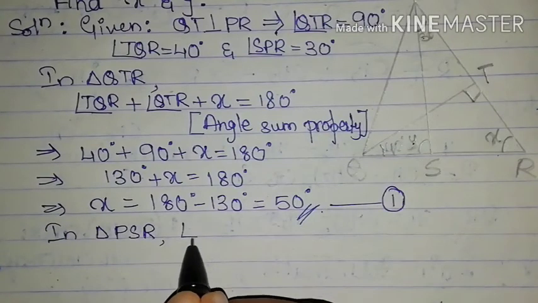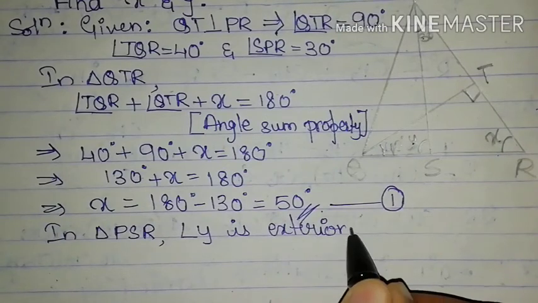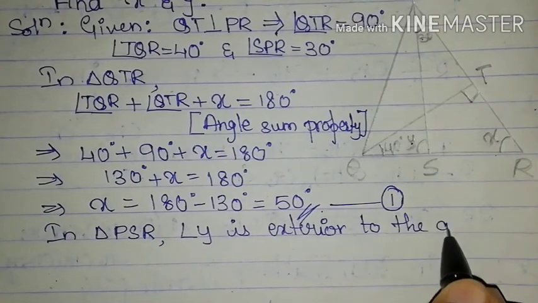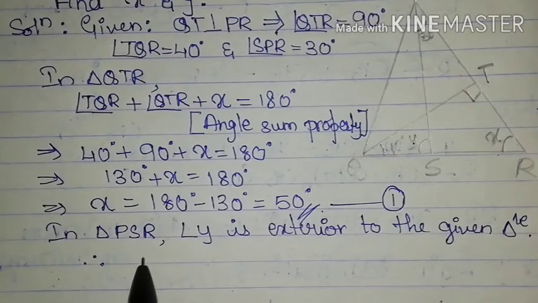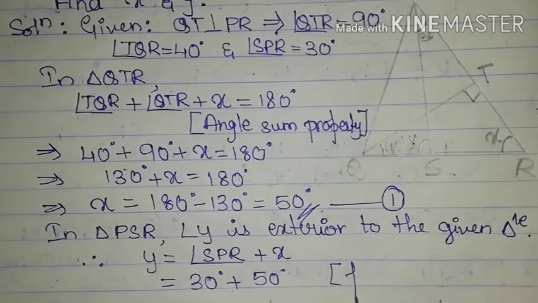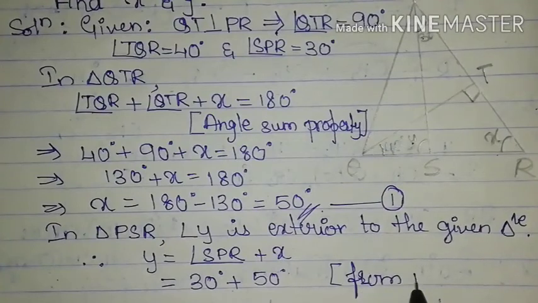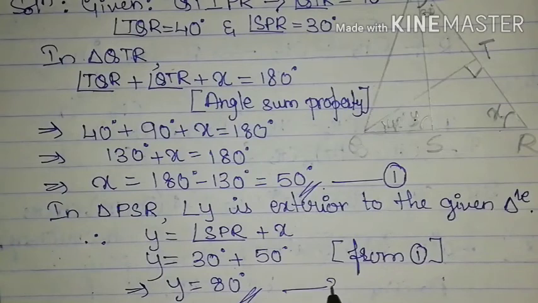So using the theorem, in triangle PSR, angle Y is exterior to the given triangle. Therefore, Y is equal to angle SPR plus X. So angle SPR, we know, is 30 degrees, plus angle X is equal to 50 degrees. We got it from result 1. So this implies Y is equal to 80 degrees. This is the required result.